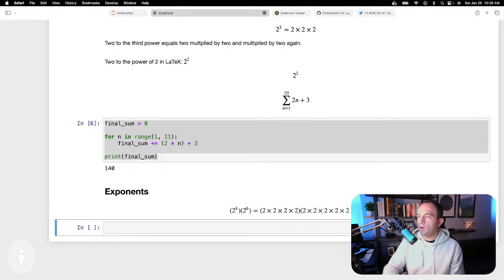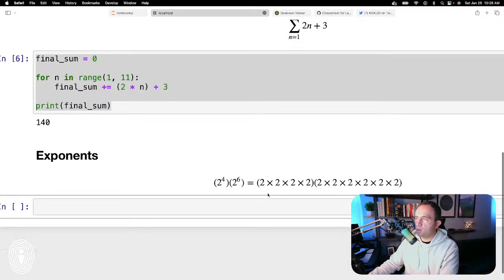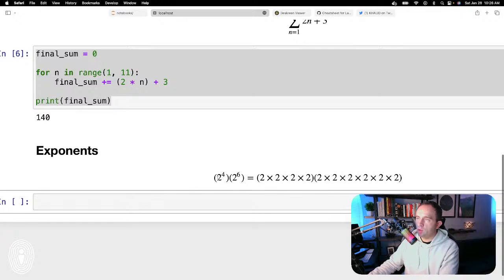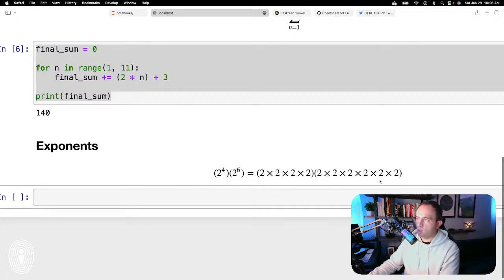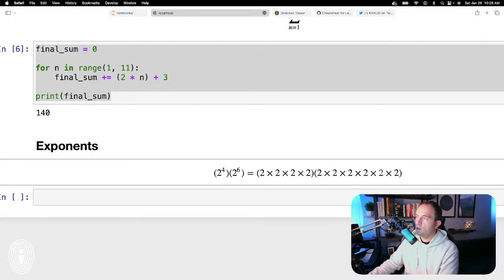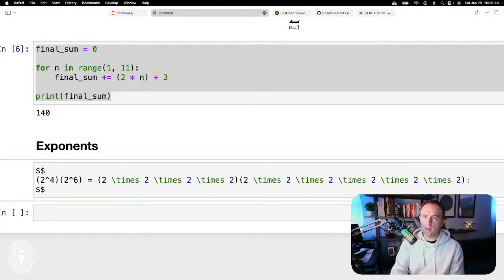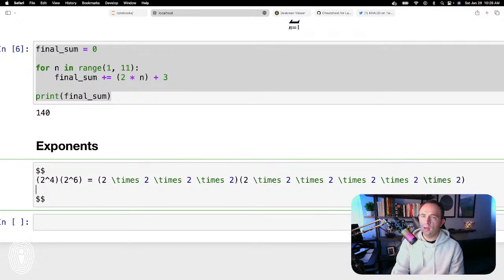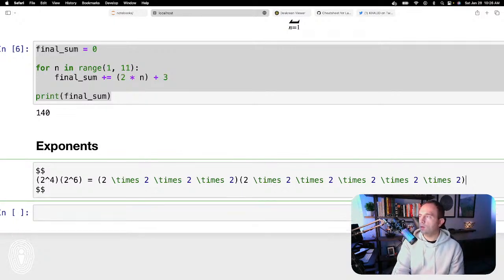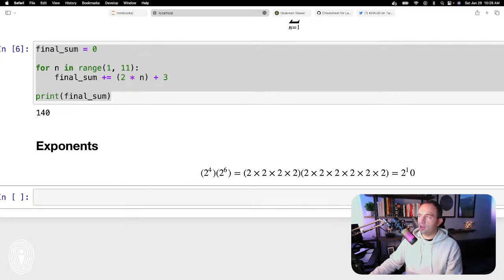Okay, so now you can see we represented basically the same thing that we did here in LaTeX. So 2 to the 4th times 2 to the 6th equals 2 times 2 times 2 times 2 times 2 times 2 times 2 times 2 times 2 times 2, which is all at the end of the day going to be, well, I guess we could just represent it on the same line here. That's going to be the same thing as 2 to the 10th. Okay, so that is the, oops.